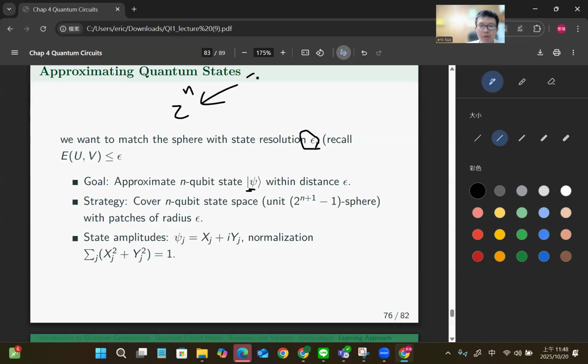But it's a complex number, so you need to take it to be real: 2 to the n plus 1, minus 1. The minus 1 is the conservation, or the normalization. So as a mathematical manifold, in terms of a real manifold, its dimension is 2 to the n plus 1 minus 1 sphere. Patch with radius epsilon.